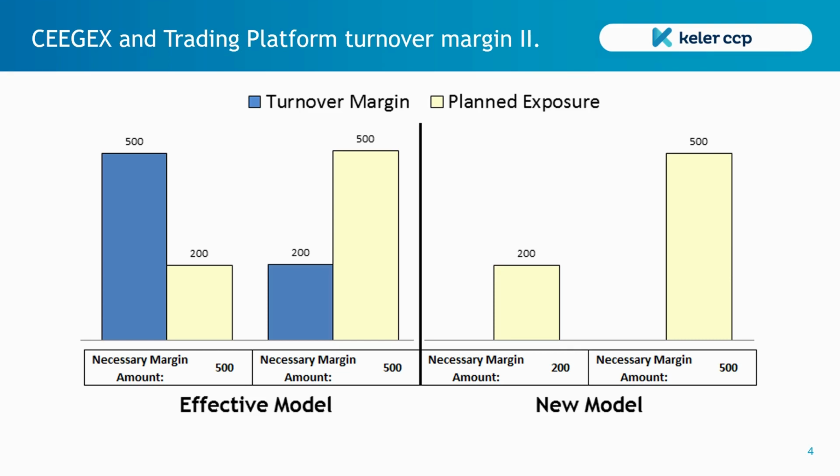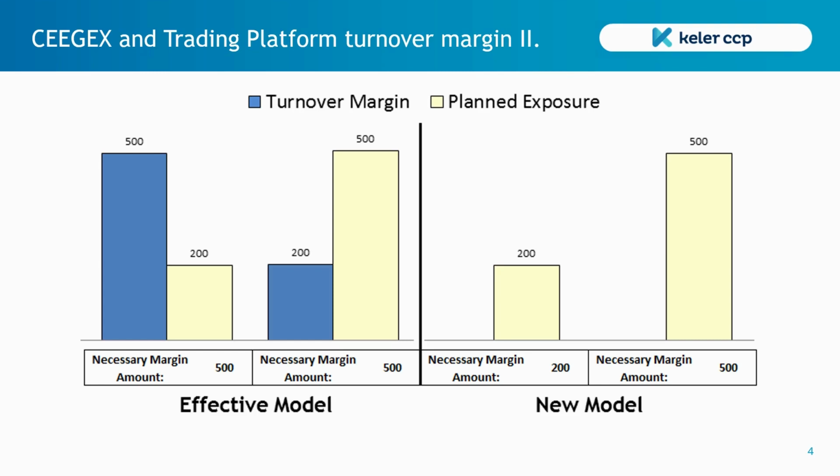I would like to highlight the fact that the pre-trade and prepaid trading limits remain in place both on the CEEGEX market and Trading Platform. The change is that the member can decide the level of the planned exposure, and the member has to cover this with collateral, but it's a voluntary limit in a way, because KELER CCP doesn't set a minimum limit based on the algorithmic turnover margin calculation.